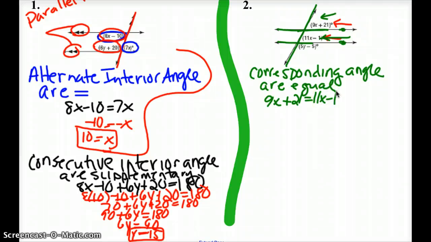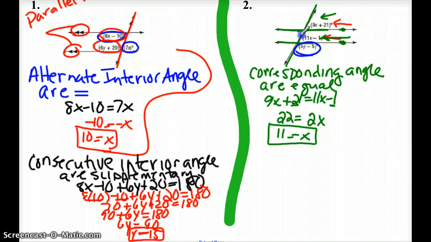I'm going to get my x's together, which is going to get me 2x. I'm going to move my 1 to the other side, which is going to get me 22. So my x is 11. I found my first variable. Now I need to find my y. So here's my y. I could do this right here. I could take these two and say they're a linear pair and they're supplementary. That would be my justification.